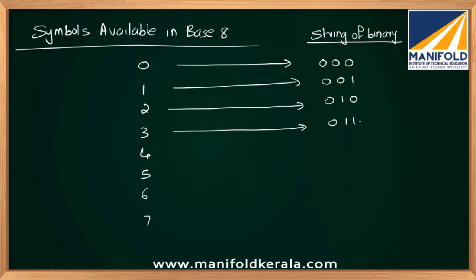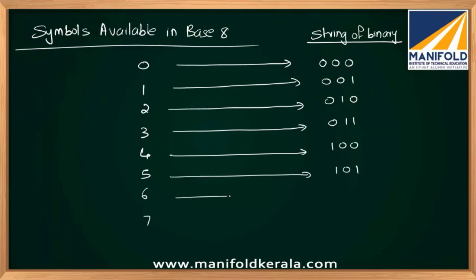This should be in your mind, right? The representation for each of these digits. When it is 3, you should immediately understand the binary representation is 0, 1, 1. Right? Because this is required for our conversion. 4 is 1, 0, 0. 5 is 1, 0, 1. 6 is 1, 1, 0. And 7 is 1, 1, 1, right?